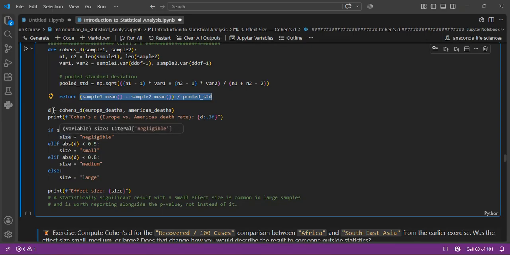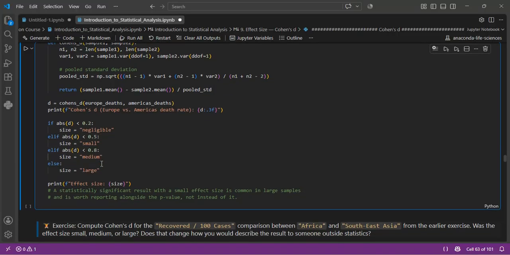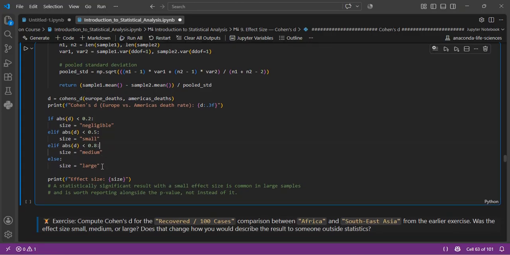So if the absolute value of d, which is the value that will come out when this particular equation is calculated, is less than 0.2, then we say that the size of the significance, so we are saying that it's significantly different, the size of that difference is negligible. However, if it is less than 0.5, we say it is small. And then if it is less than 0.8, we say it's medium. Else, if all these conditions are not met, we say that the size is large.